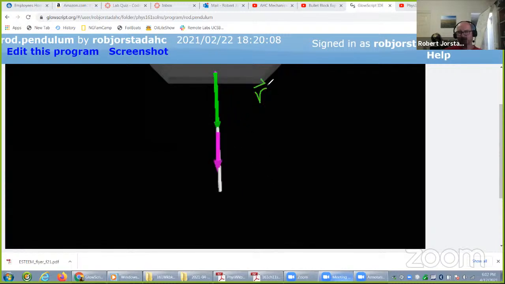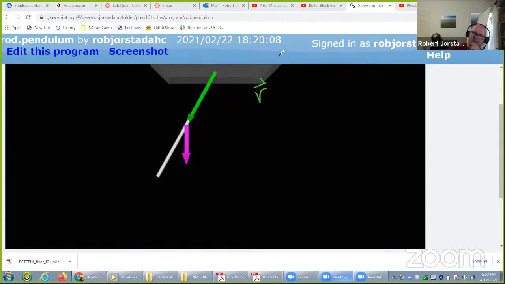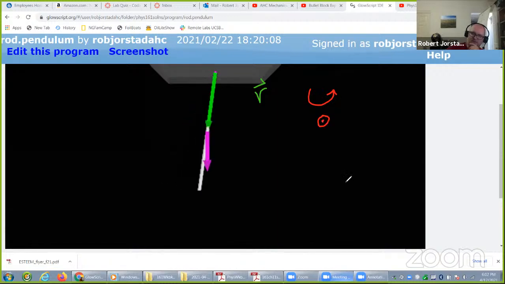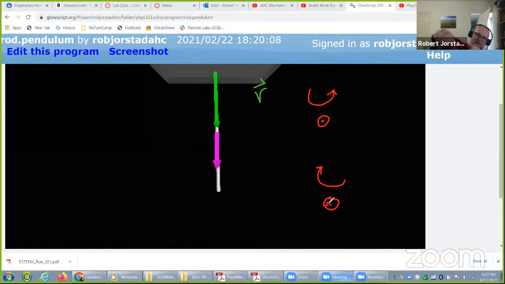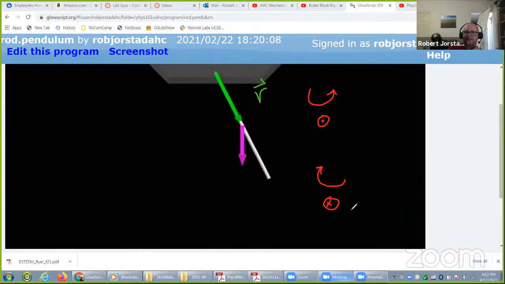And this is what you are doing in lab this week. You're going to try and make something oscillate like this as it swings back and forth. So in this case, when it's rotating this way, the angular momentum would be out of the page. When it's rotating that way, the angular momentum would be into the page. Hopefully I got that right. Did I do that right? Yes. Sorry, that's supposed to be an X. Right? And the size of the arrow would depend on the speed.